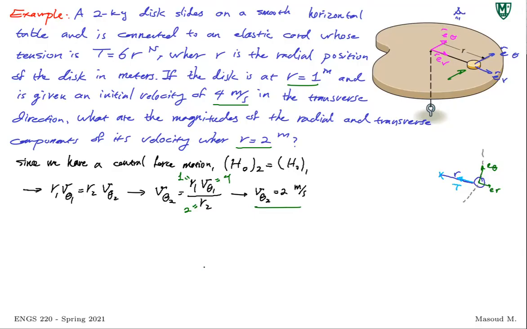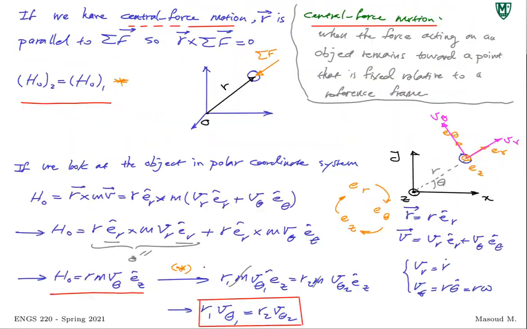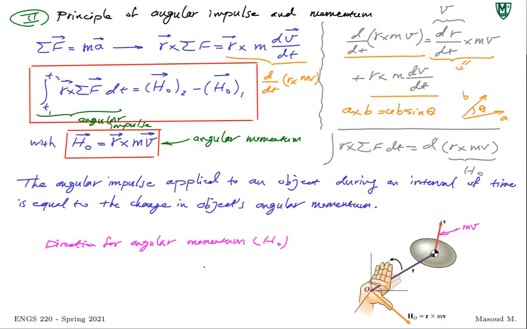Now we also have to find the radial component to be able to get the velocity. How do we do that? Well, looking at the problem statement, we have position, we have velocity, and we have the relationship between force and position: T equals 6R. So let's see what we can do. Looking at the principle of angular impulse and momentum, we used that already, and it only gave us V_theta. So there is nothing more there we can take advantage of.